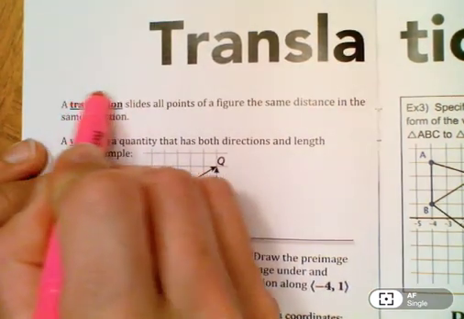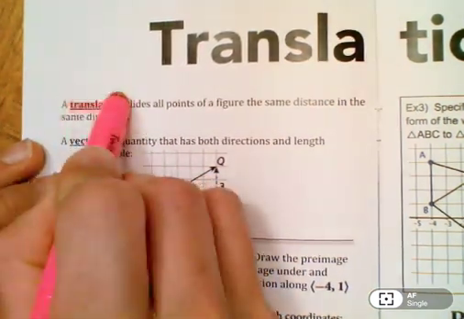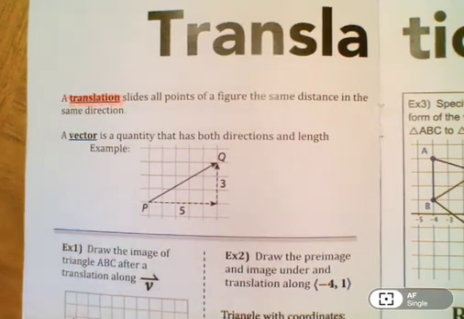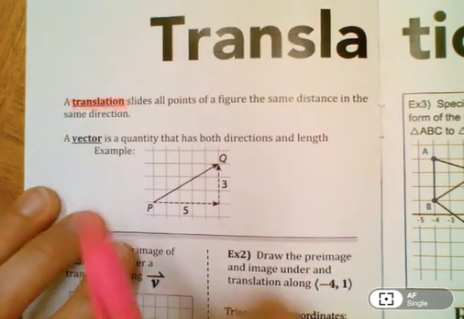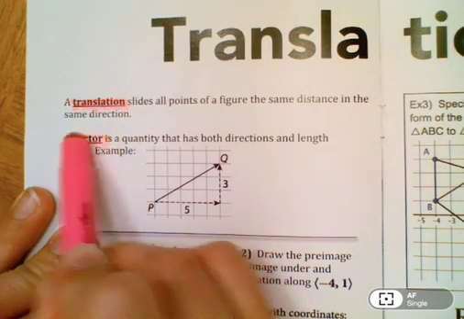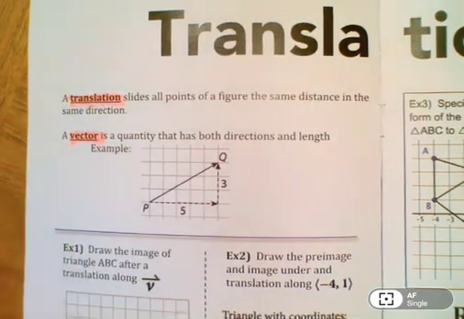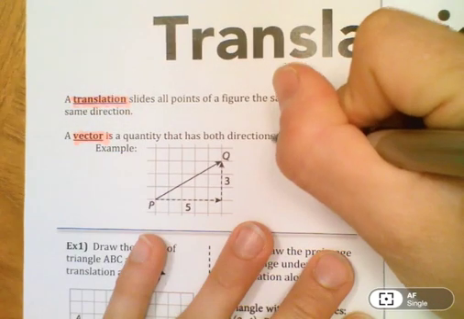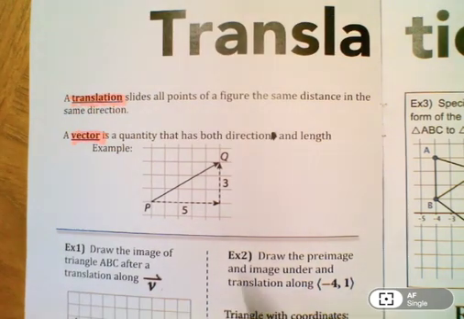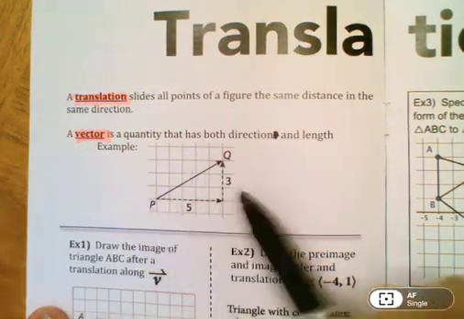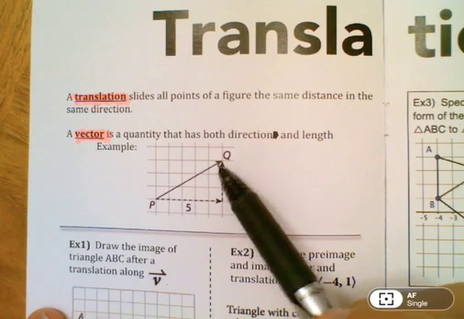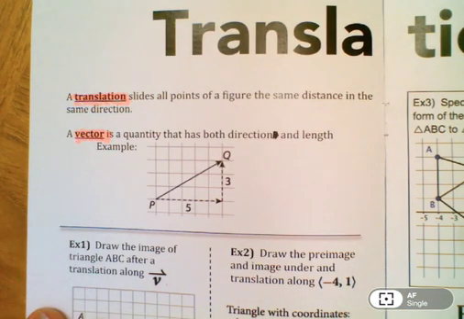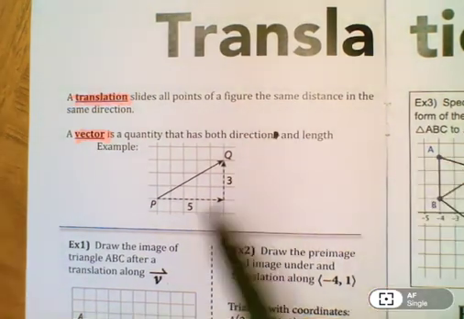If you're like me, I like to highlight my notes when it's all printed for me. And then a vector is what tells us how to move a figure in a translation. So a vector is a quantity that has both direction and length. That should just say direction and length. So notice we don't have like an x and a y axis here. It's just an arrow, and the fancy word for that is a vector. So it has both direction and length.